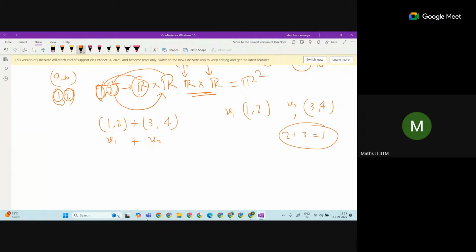So what is the meaningful thing? Let's say I am adding this one with this one, and this one with this one. So I am adding 1 plus 3, comma 2 plus 4. Why am I adding like this? The reason is I want a meaningful thing. I want to build a space that is called a vector space. Even if I say, let's say, I am adding 1 plus 4 here, and 2 plus 3.